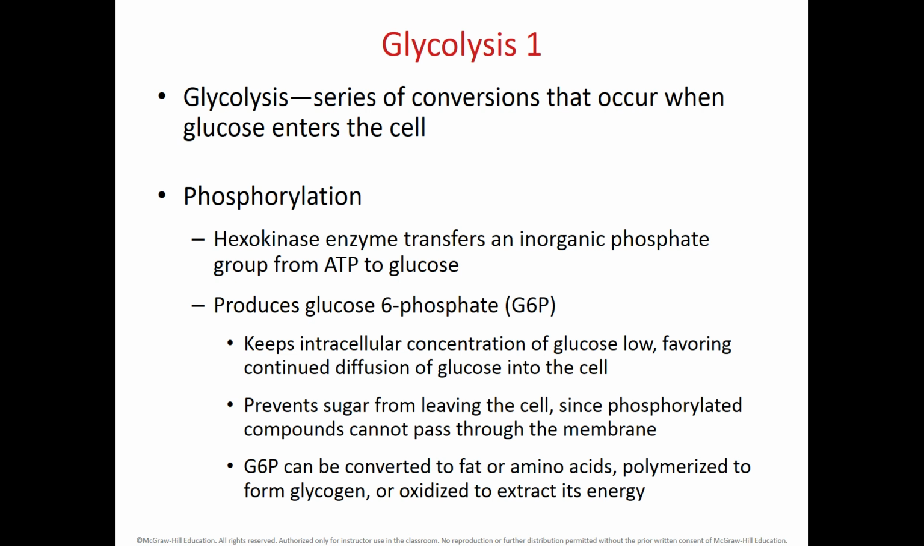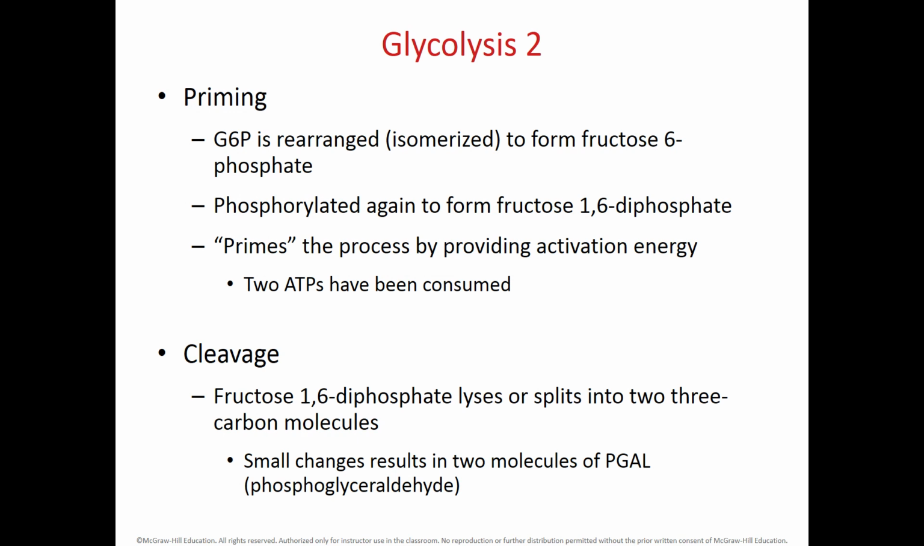Now, glucose can be used to make ATP, but again, it can be converted to fat or to glycogen or even amino acids. So in priming, the second step of glycolysis, you have this isomerization of glucose 6-phosphate into fructose 6-phosphate, and then you phosphorylate again this fructose 6-phosphate to make it 1,6-diphosphate, and this is called priming because it will provide an activation energy, and this will help for glycolysis to proceed, and then you will have 2 ATPs consumed.